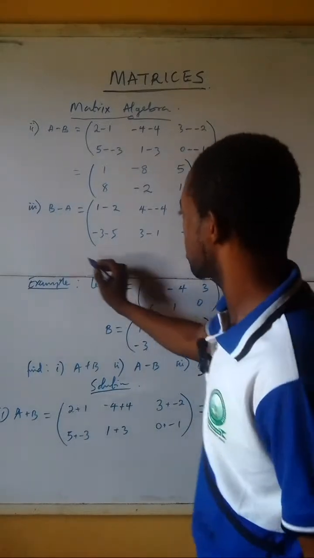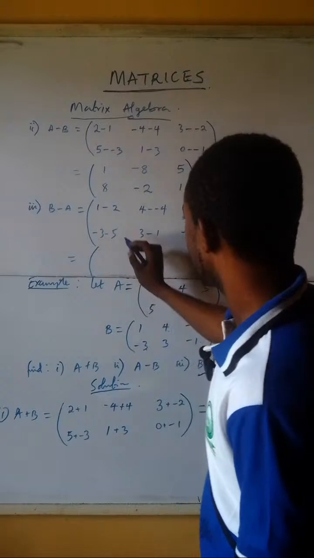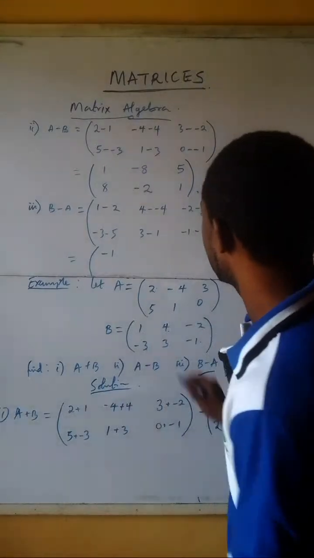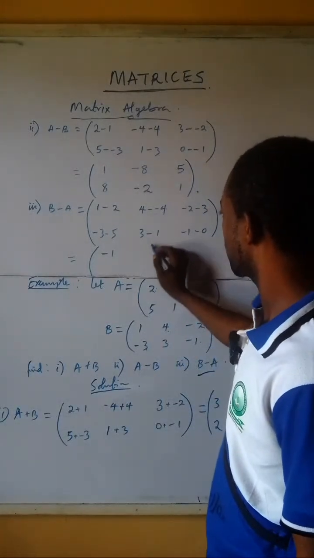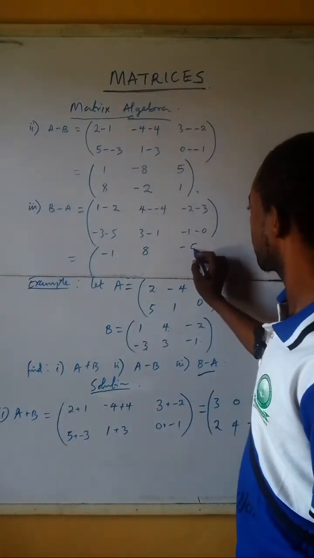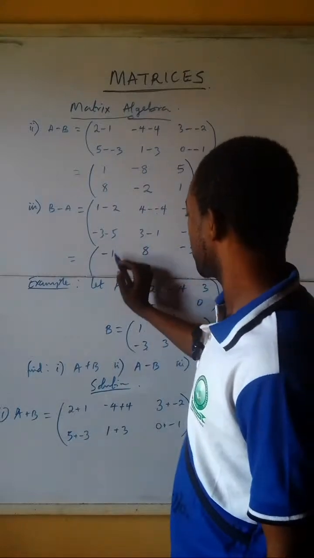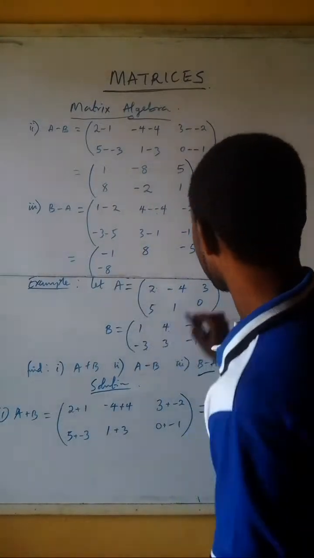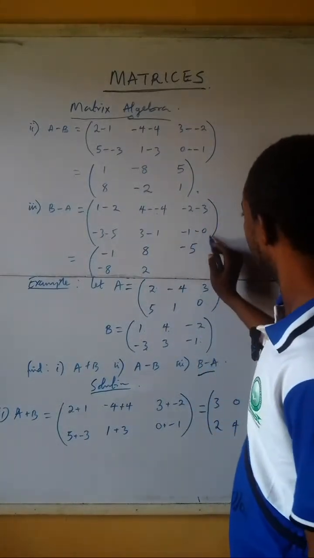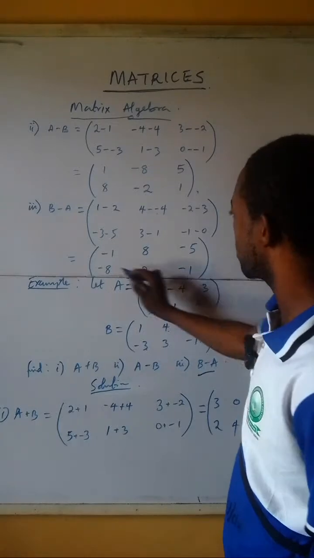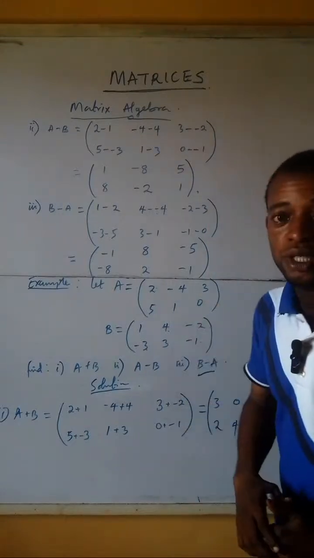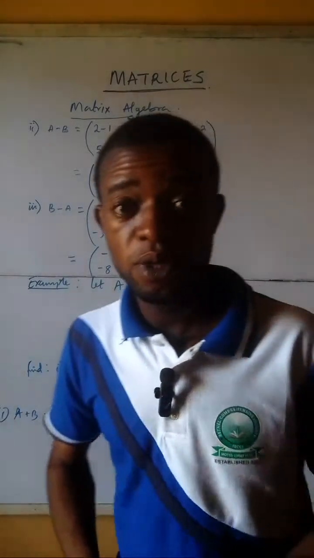When we solve this, 1 minus 2 gives us minus 1. Then 4 minus minus 4, that's 4 plus 4, which is 8. Then minus 2 minus 3 is minus 5. Then minus 3 minus 5 is minus 8. Then 3 minus 1 is 2. Then minus 1 minus 0 is still minus 1. So here we have B minus A. So that is addition and subtraction of matrices.